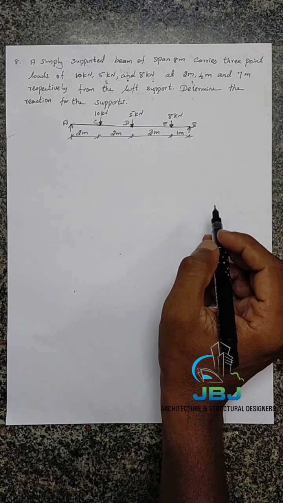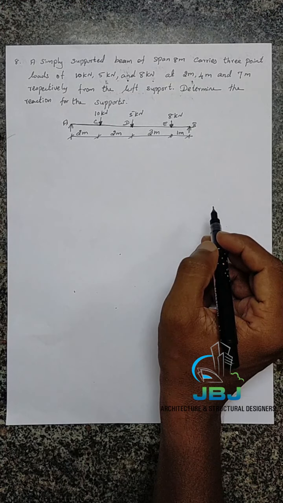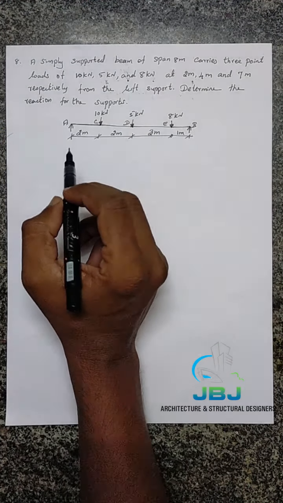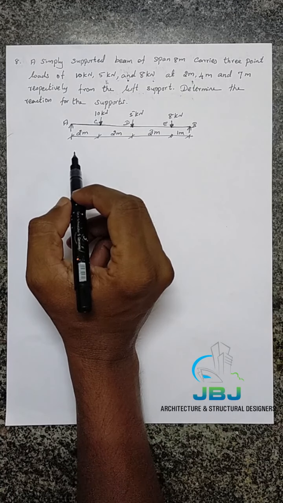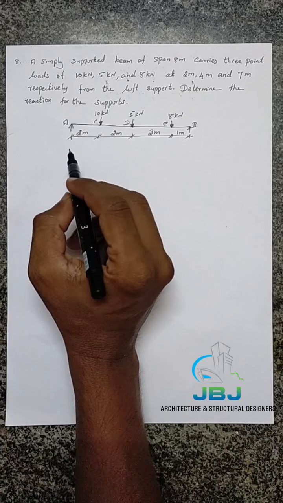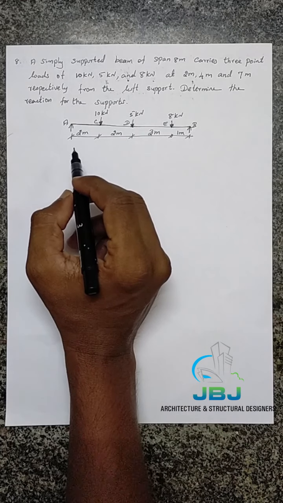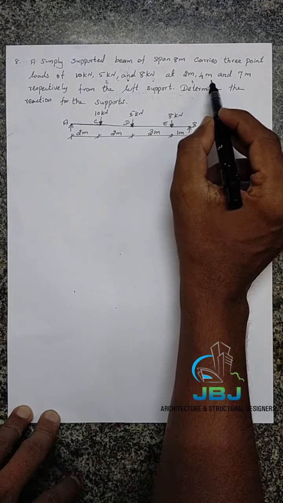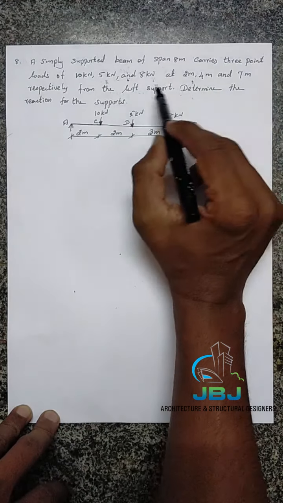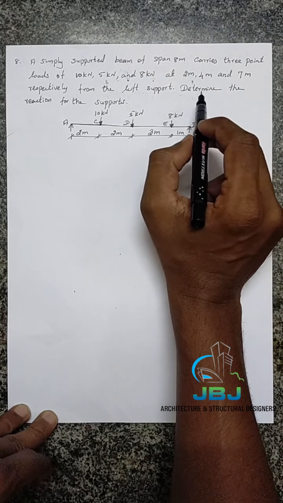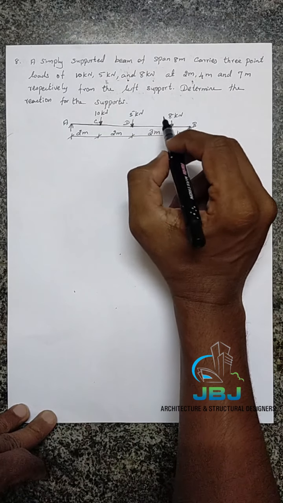Hi students, this is the 8th problem in this unit. The problem is: a simply supported beam of span 8 meter carries 3-point loads of 10 kN, 5 kN and 8 kN at 2 meter, 4 meter and 7 meter respectively from the left support. Determine the reactions for the supports.